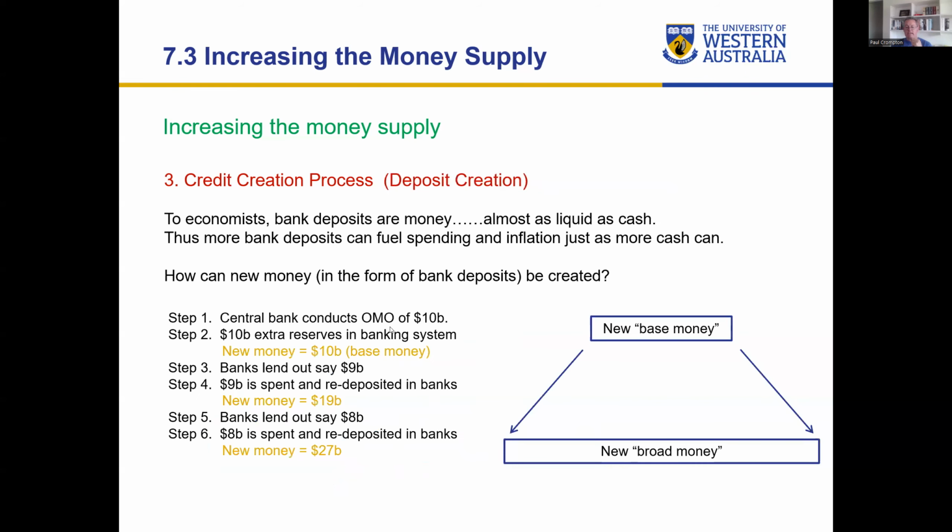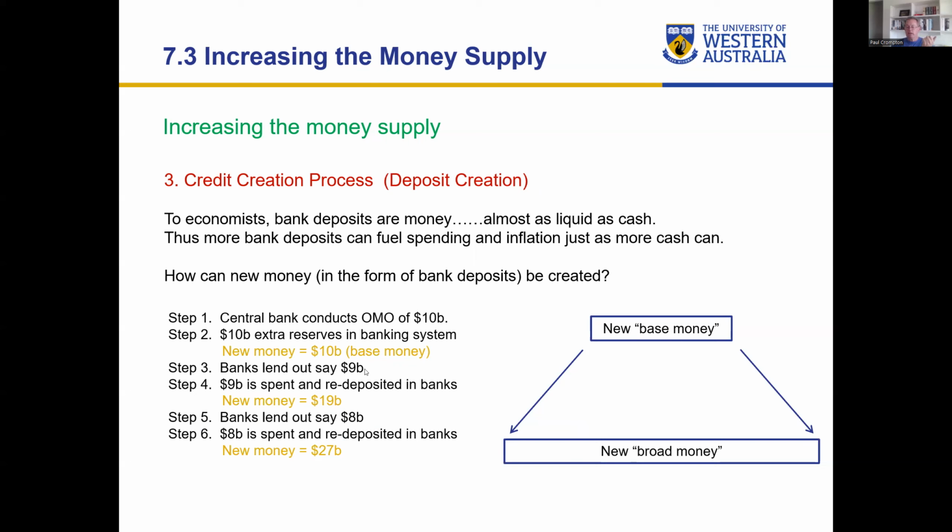So the central bank has conducted an open market operation of a bond purchase of $10 billion. That has pushed $10 billion into this rich person's bank account. So the bank, in a sense, now has $10 billion of reserves or reserve cash. And we have $10 billion worth of new money. So what's the bank going to do? Well, it's going to lend out some of this 10 billion.